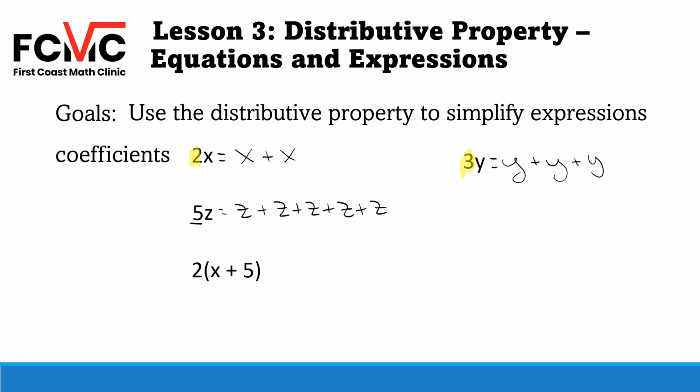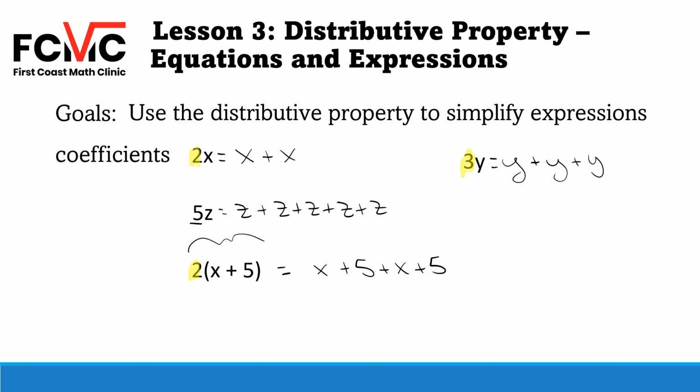Now, what if we have something like this? So we've got 2 times the quantity x plus 5. We're going to be using the distributive property with expressions that look like this. Well, what does this mean? So the 2 is our coefficient, and we've got 2 x plus 5s. So we can rewrite this as x plus 5 plus x plus 5.